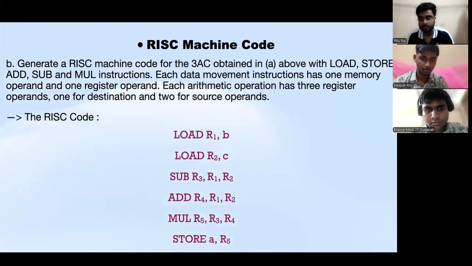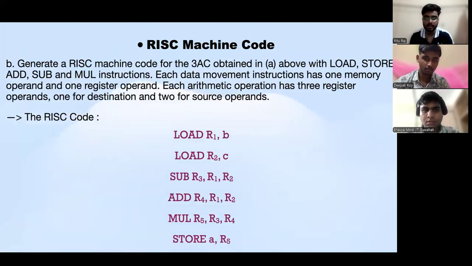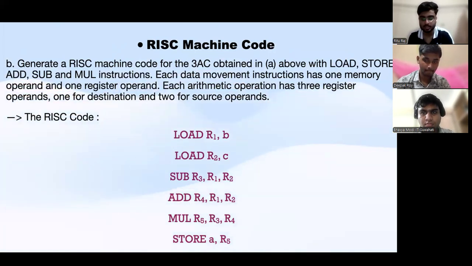But our desired statement was A equal to B minus C into B plus C. Now we have the value of B minus C into B plus C in register R5, and we need to move it to the memory operand A. So we use the store instruction: if we write store A, R5, the value stored in R5 will be given to the memory operand A. This is the machine code for the three address code that we obtained above for B minus C into B plus C.